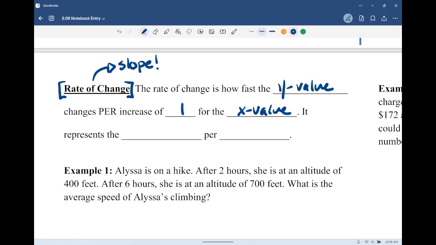And so it always represents, this we've done before, the y unit per x unit. Cost per month. Dollars per pound.